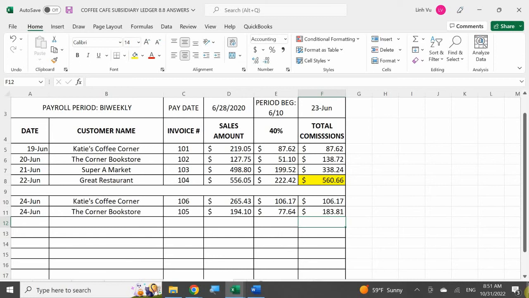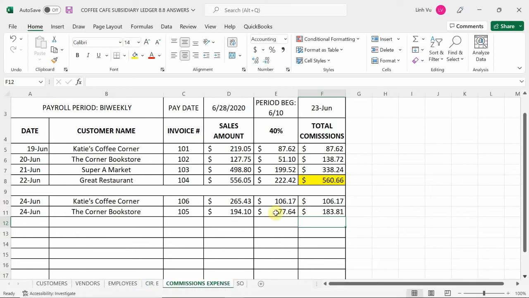Okay. What's next? The delivery cost. Yes, we have to update our ledger for the delivery cost. How do we know how much the commission is? It says right there at the top, 40%. We made an agreement with Albert when we hired him that we will pay him 40% commissions. So what I did here was take 194.10 multiplied by 40% to get $77.64.